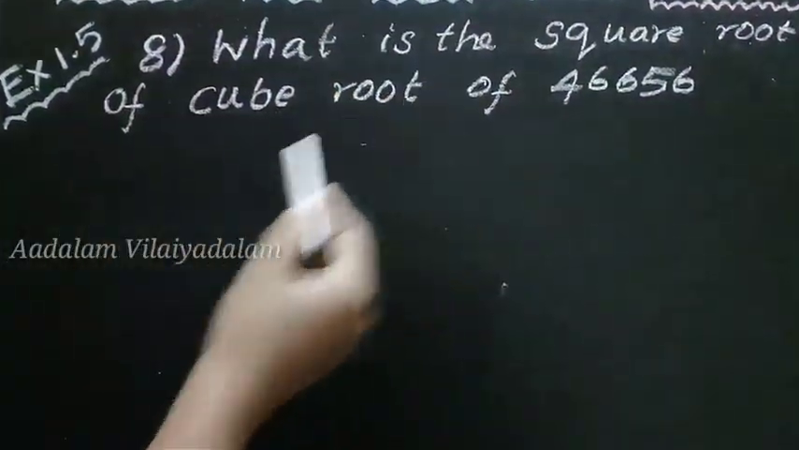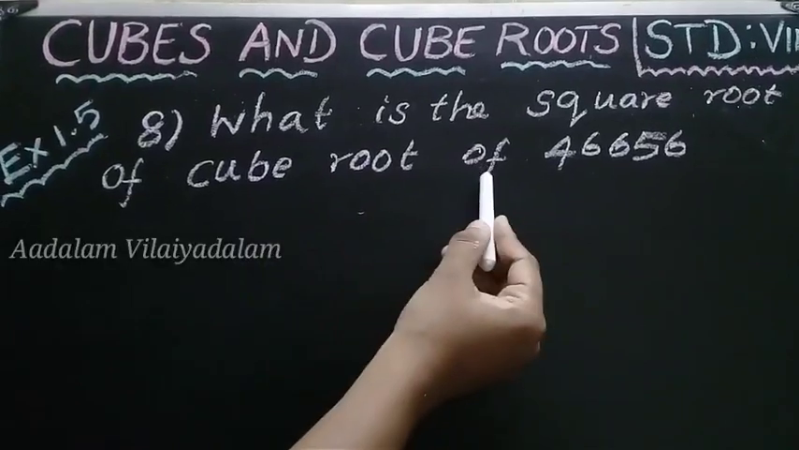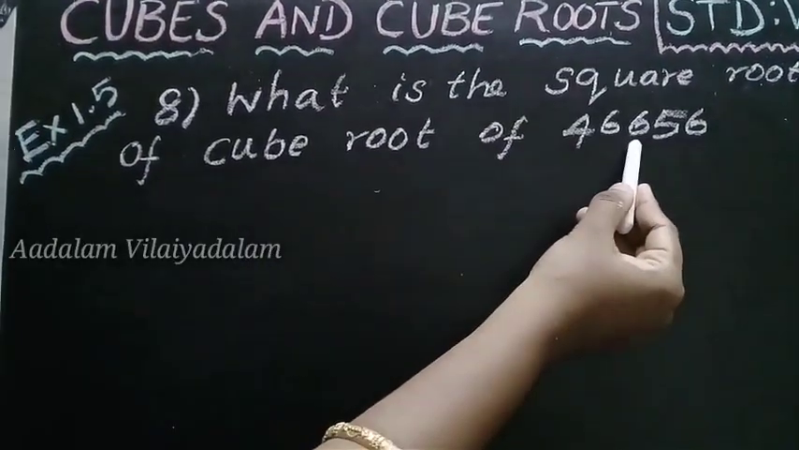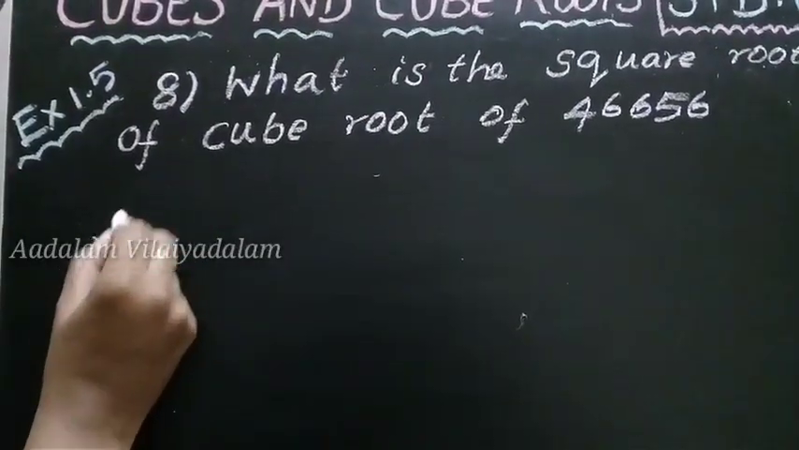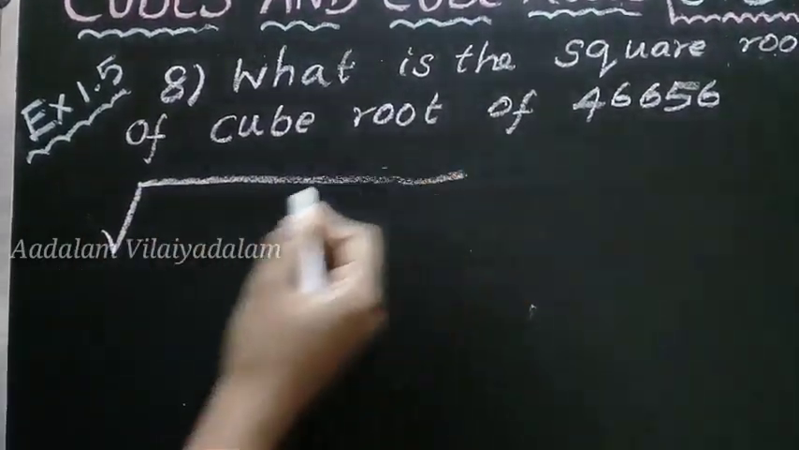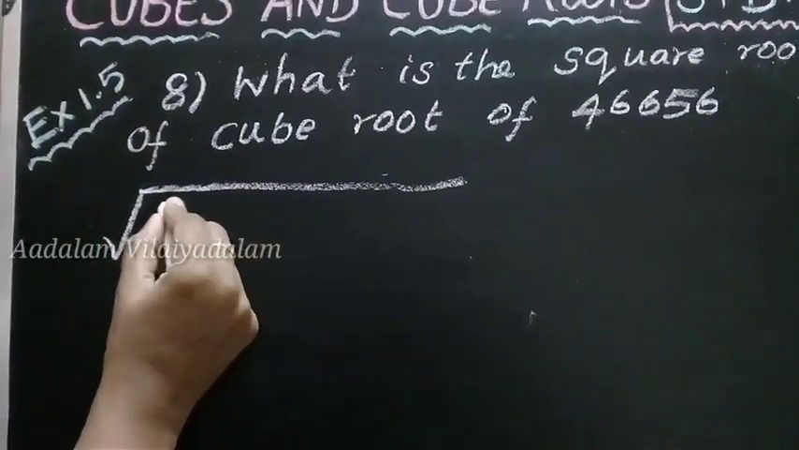Next question. What is the square root of the cube root of 46,656? Square root means this is the square root symbol. Square root of the cube root of, this is a cube root.